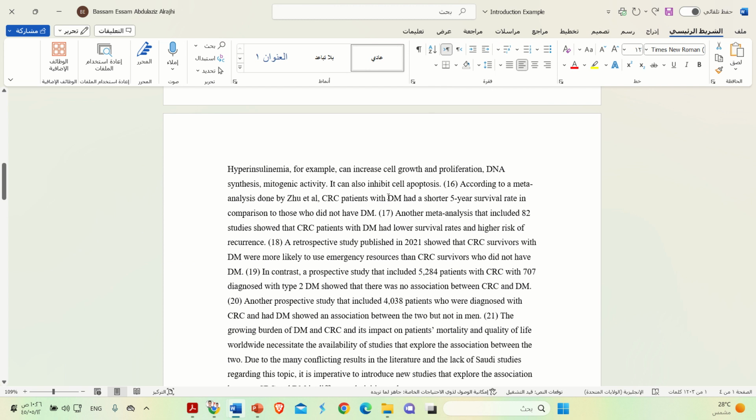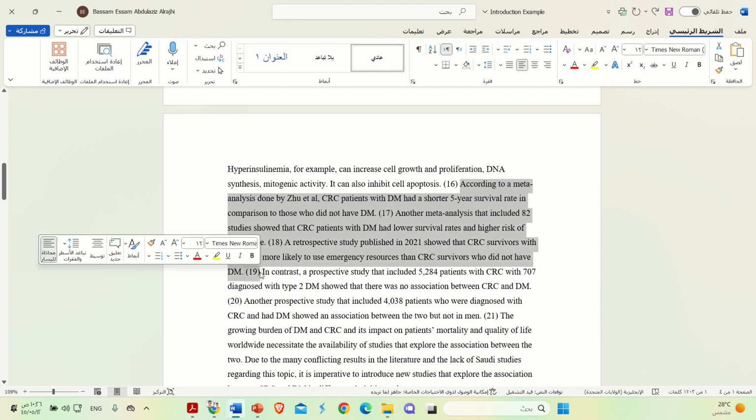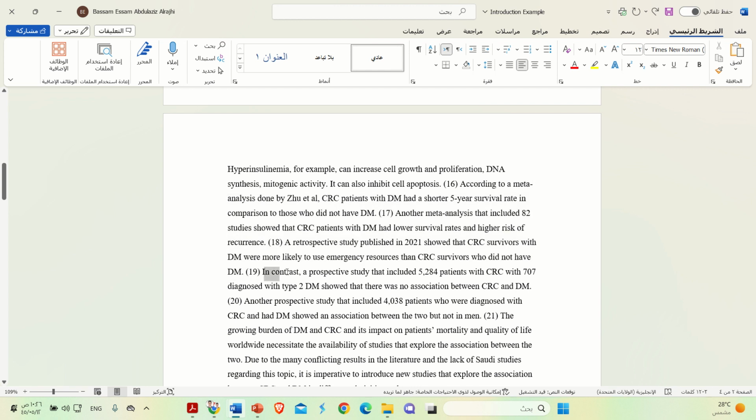Then I start supporting my stance or the hypothesis here by some studies. So there's a meta-analysis that was done that mentioned that patients who had diabetes and colorectal cancer had shorter 5-year survival rates in comparison with people who did not. Then I add another meta-analysis and a retrospective study supporting that those two are associated. Here then I talk about another study that concluded that there was no association between the two.